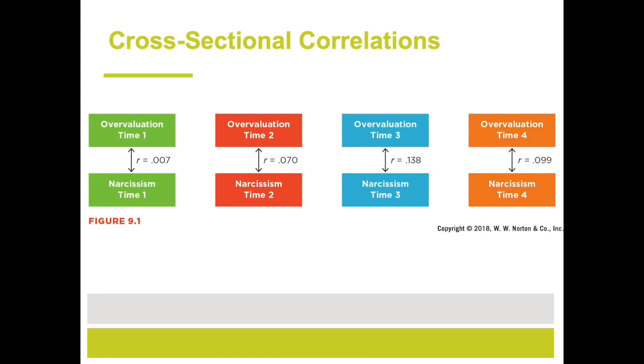First, cross-sectional correlations are correlations between 2 or more variables at the same time. For example, overvaluation at time 1 and narcissism at time 1. These don't correlate a ton within time. Here they correlate a little bit more, here a little bit more, and this one a little less than this one. So these are cross-sectional. That means you're just cutting the study and looking at one time point.